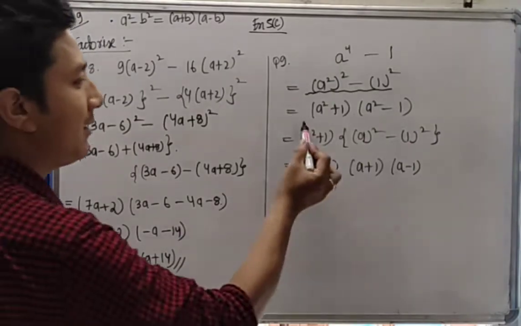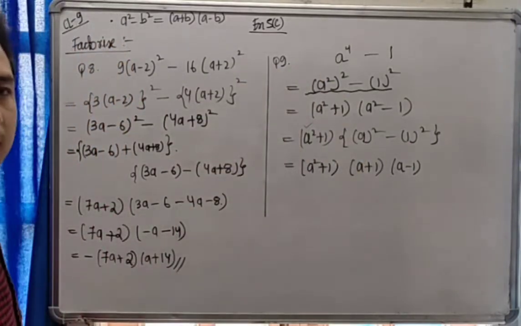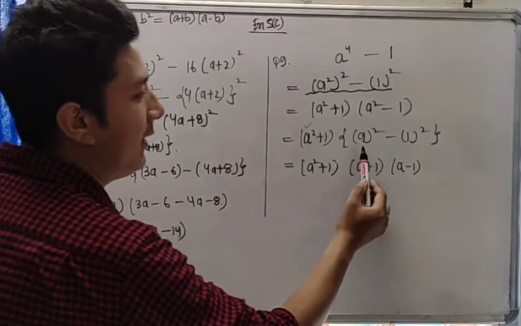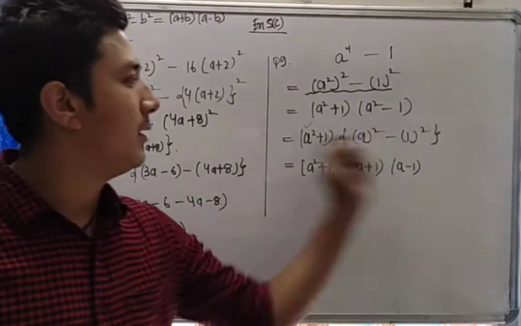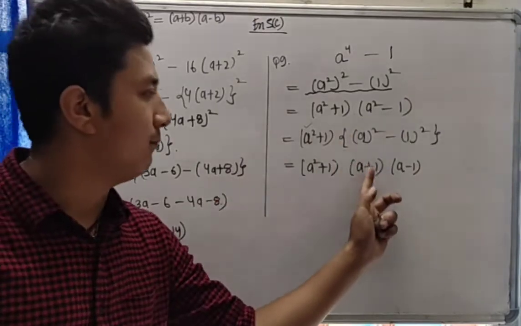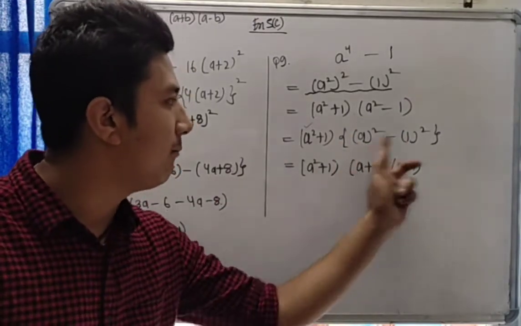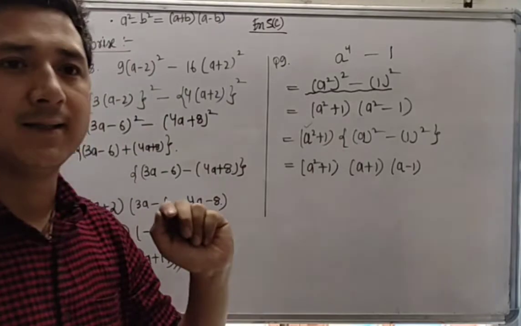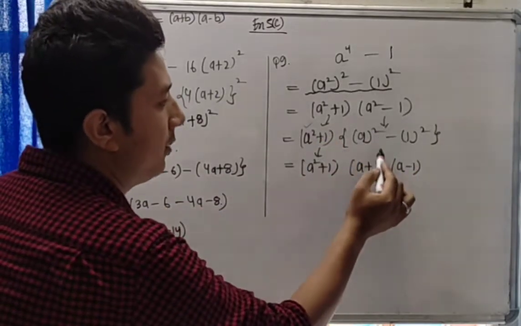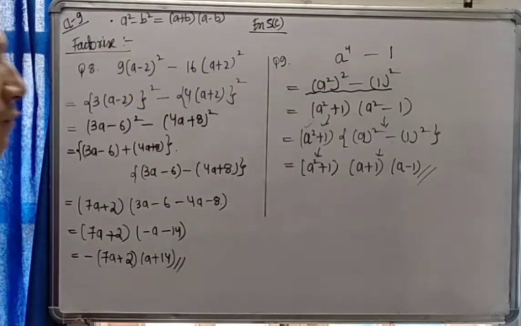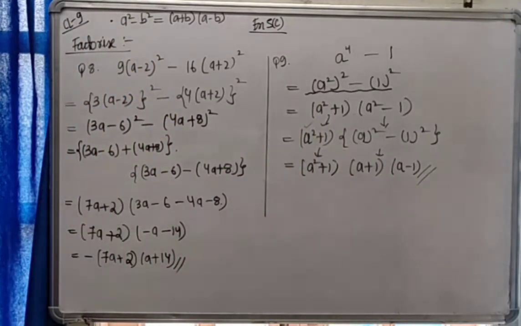Okay, so a square plus 1, you keep it as it is. But a square minus 1, again we can use the formula. Okay, so a square minus 1, again use the formula a plus b into a minus b, and this remains as it is. Here we are using the formula. So this is a factorized form. So please pause the video, note it down, these two sums.